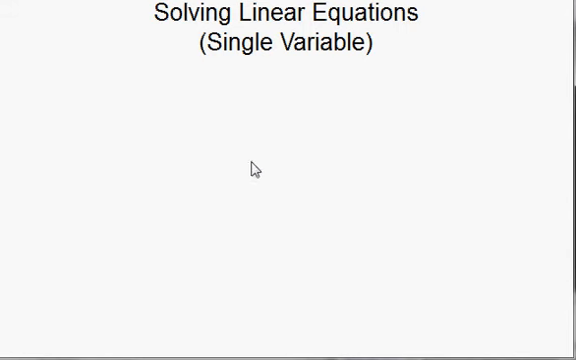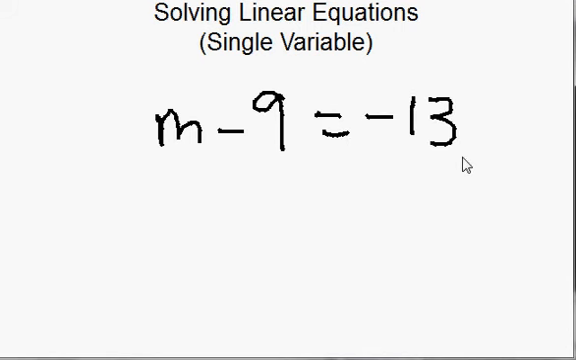Let's do another example here. Suppose we have m minus 9 equals negative 13. This is pretty much the same, it's just that we have some negatives here to be tricky. So Abigail, what would you do to both sides here?